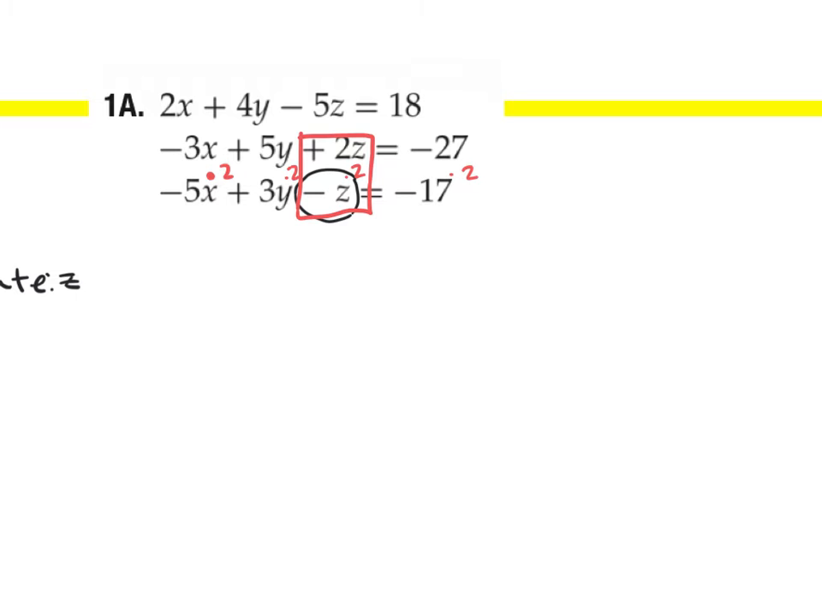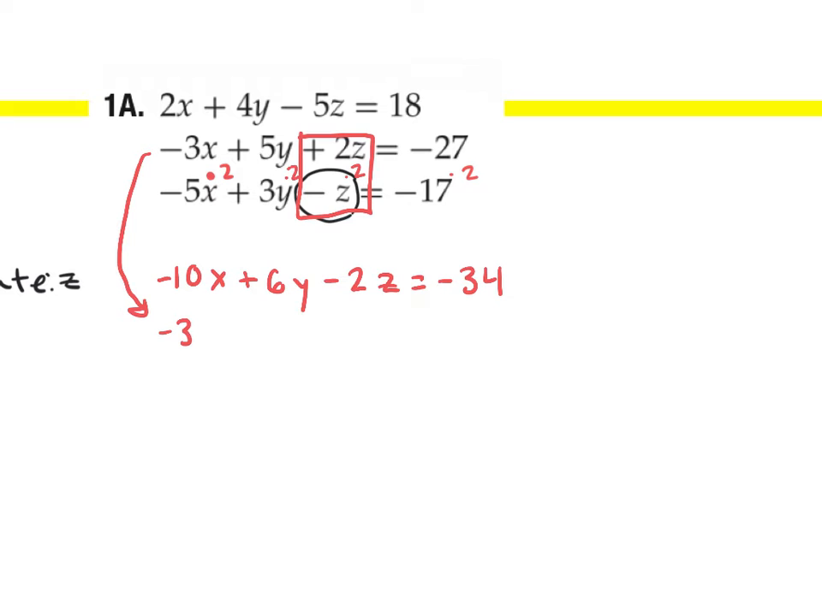So we have -10x. What's 3y times 2? 6y. What's -z times 2? -2z. And what is -17 times 2? -34. I'm just going to rewrite the second equation right below it.